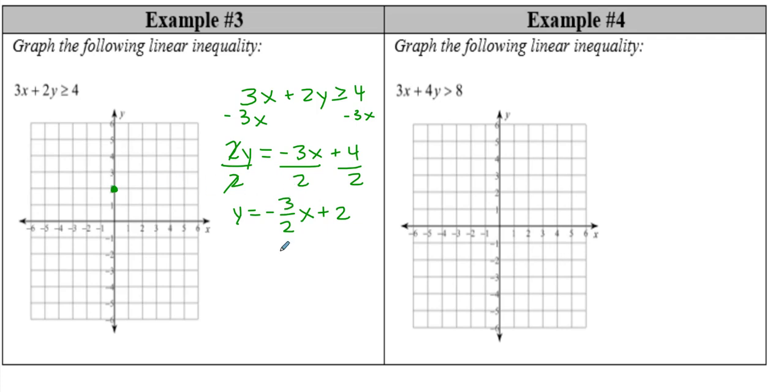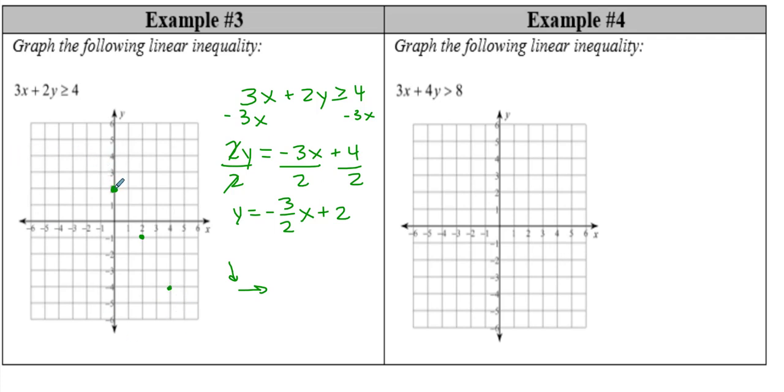And then we have a negative slope. Remember, negative slope is down and to the right. So we're going to go down 3 units, 1, 2, 3, and to the right 2 units. Down 3, to the right 2. Can I go down 3? Cannot, so I can stop right there.